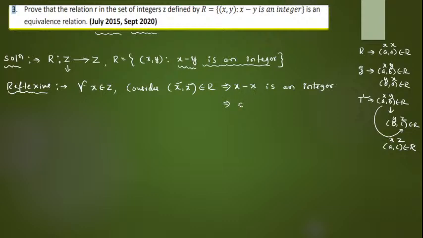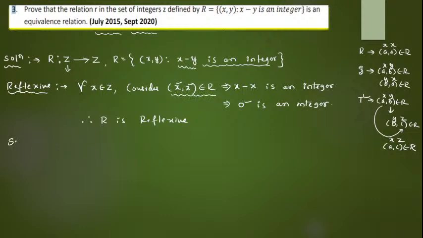x minus x is what? 0. 0 is also an integer, definitely. So 0 is an integer. Clear? Instead of x you can take 1. So 1 minus 1, that is 0. Definitely 0 is an integer. This implies your relation R is reflexive. Your relation R is reflexive because for all x, your doublet x comma x belongs to R here.